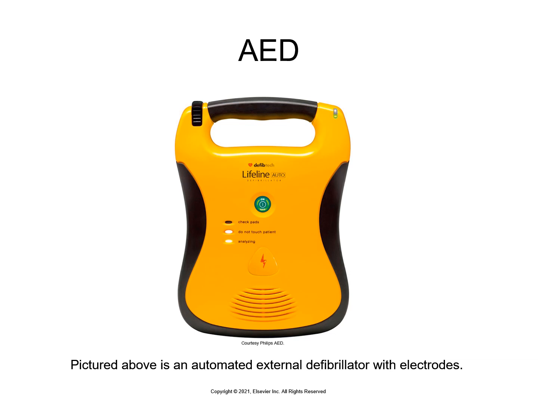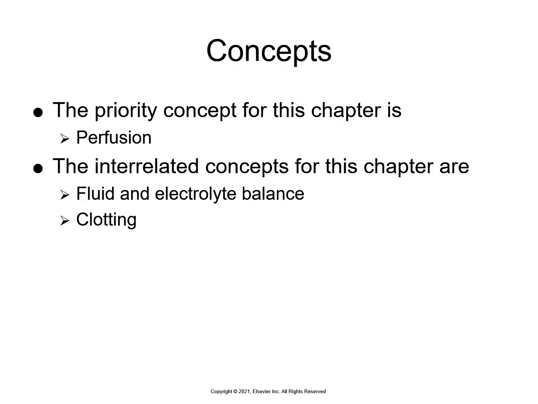So you will see these in a lot of places, malls, grocery stores, schools, everywhere, because this has been shown to actually save lives. So the concept, again, for this chapter is perfusion. And the interrelated concepts are fluid and electrolyte balance and clotting.